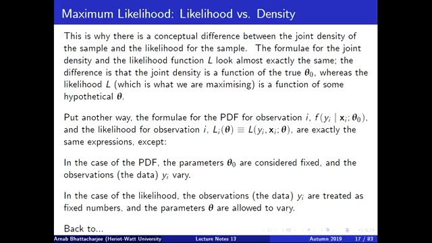So the PDF for observation i is this guy, as in our regression setting, for example. And the likelihood is simply this guy, but this is looked upon as a function of theta.